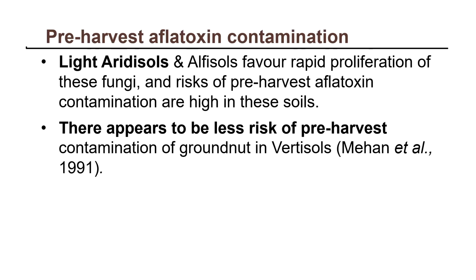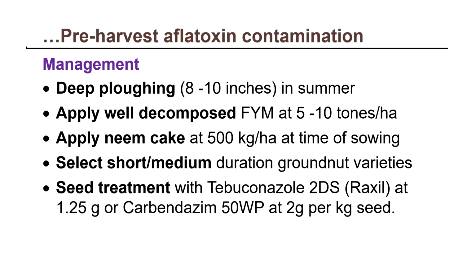Now, pre-harvest aflatoxin contamination. Light arid soils, or you can say sandy soils and alfisols, favor rapid proliferation of these fungi, and the risk of pre-harvest aflatoxin contamination is high in these soils. So, there appears to be less risk of pre-harvest contamination of groundnut in vertisols. So, these kinds of contaminations can come from soil, they can come from seed, etc. Now, what can be done to stop or to manage the pre-harvest aflatoxin contamination?